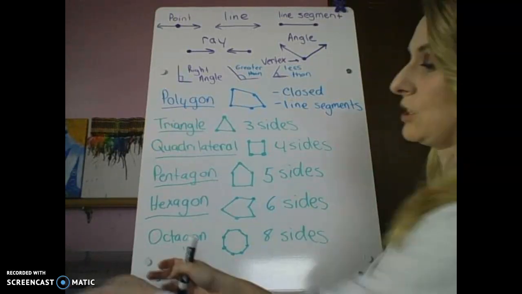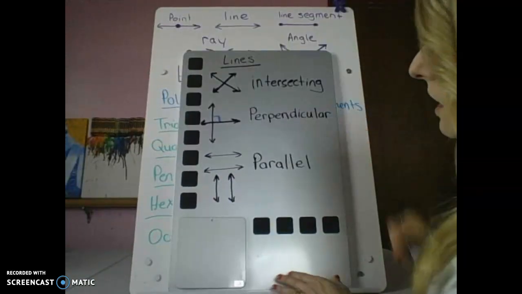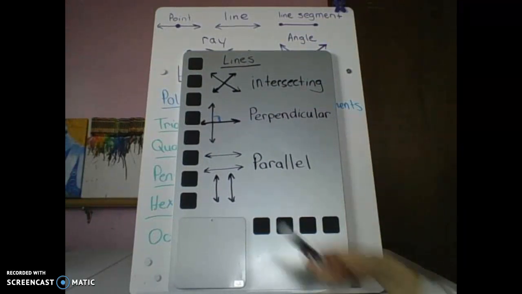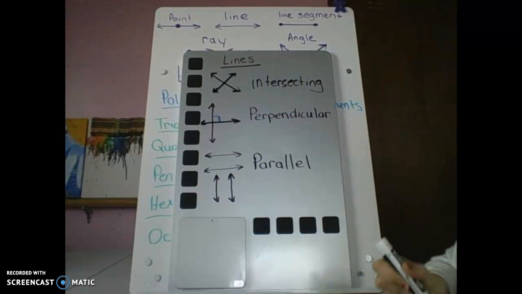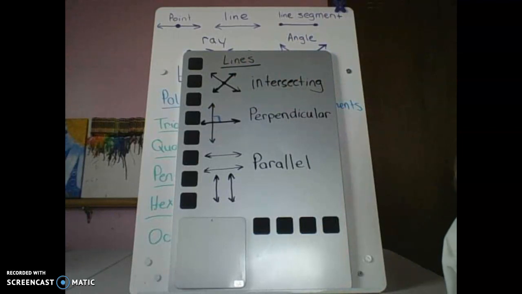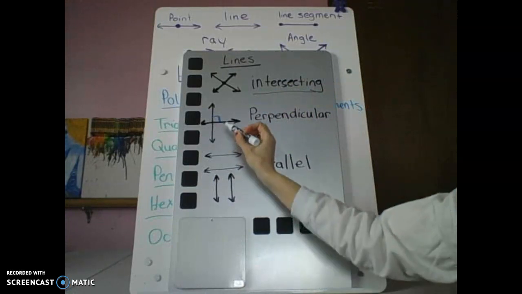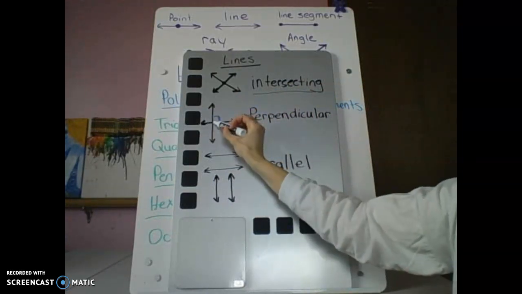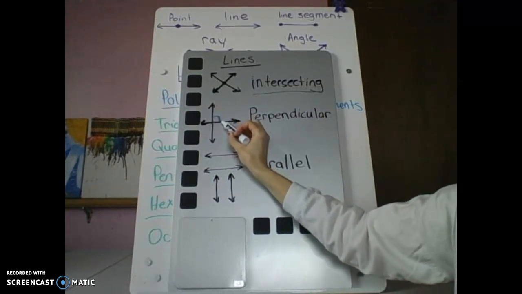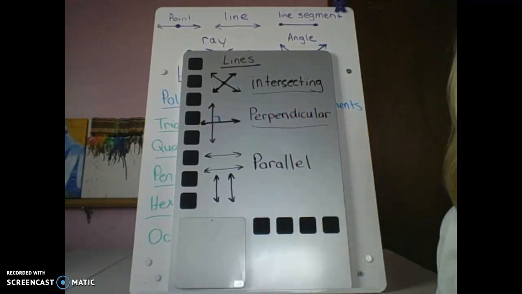The one other thing that we need to talk about, next board up here, are lines. We've also talked about lines. So when we have 2 lines that cross each other and meet at a point, those are intersecting lines. When we have 2 lines that cross and meet at that point, but they form that square angle, a right angle, then those are perpendicular lines.